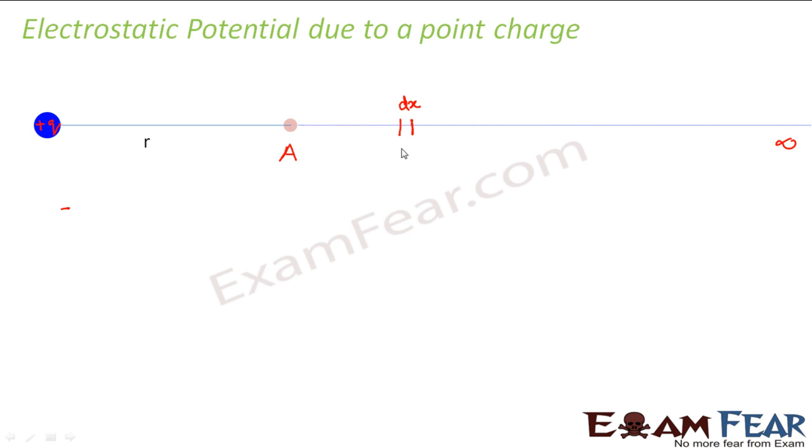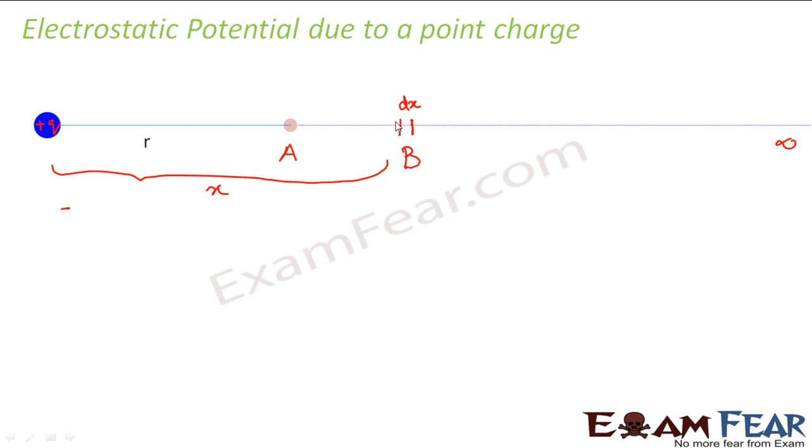We considered this small element dx at some distance x from Q. Let us call this point as B. At point B, we consider a small element dx which is at a distance x from the point charge plus Q. So what would be the small amount of work done to move this test charge through this small distance?